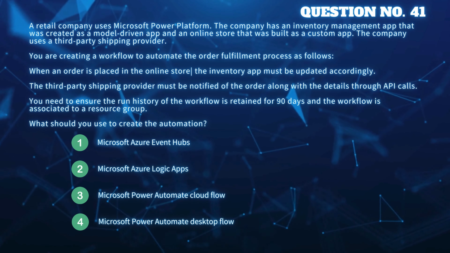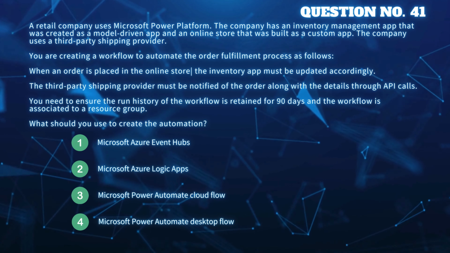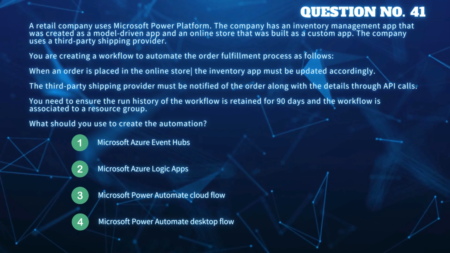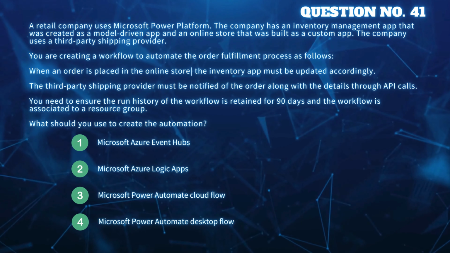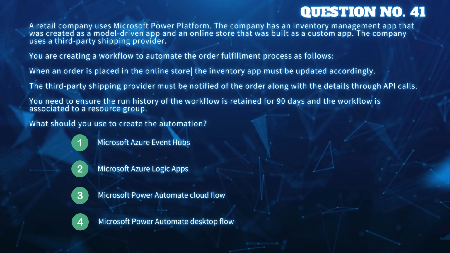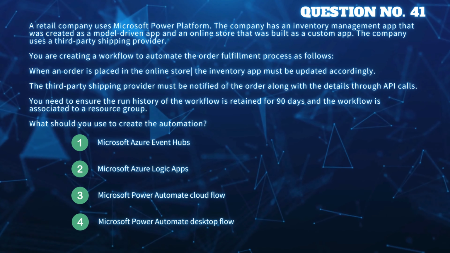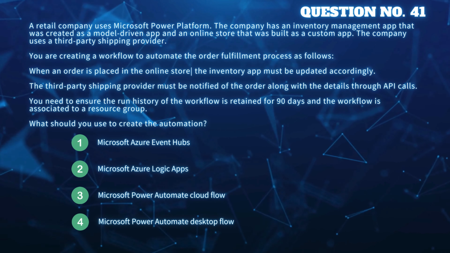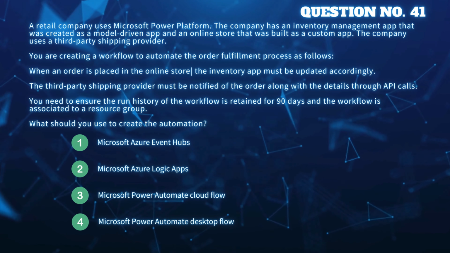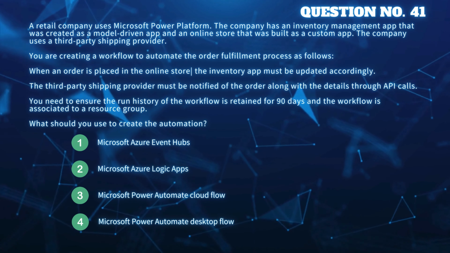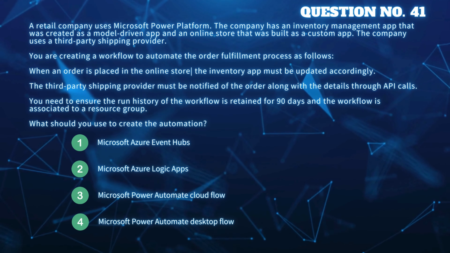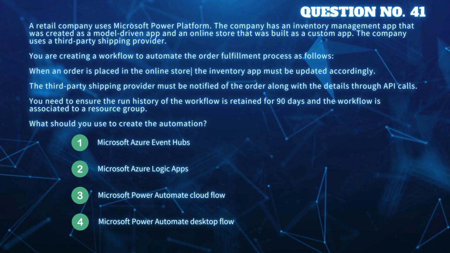When an order is placed in the online store, the inventory app must be updated accordingly. The third-party shipping provider must be notified of the order along with the details through API calls. You need to ensure the run history of the workflow is retained for 90 days and the workflow is associated to a resource group. What should you use to create the automation?